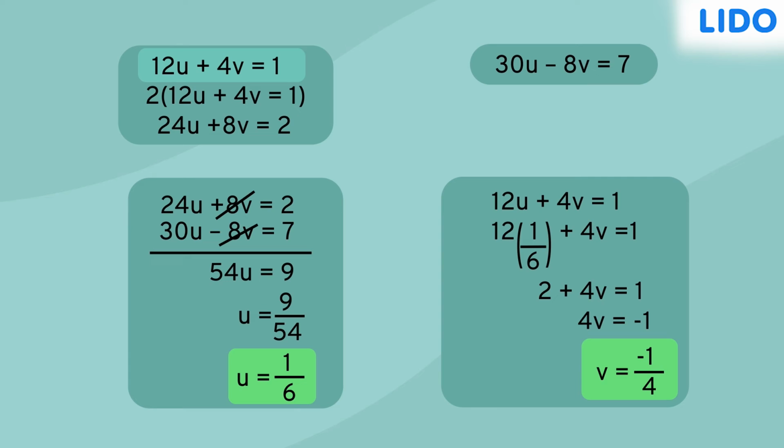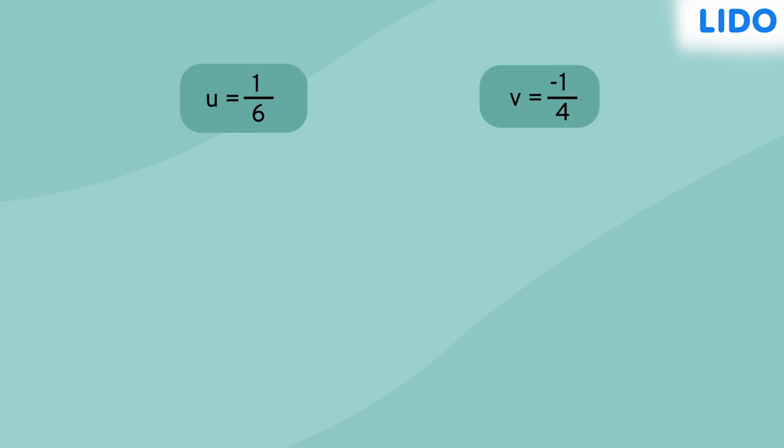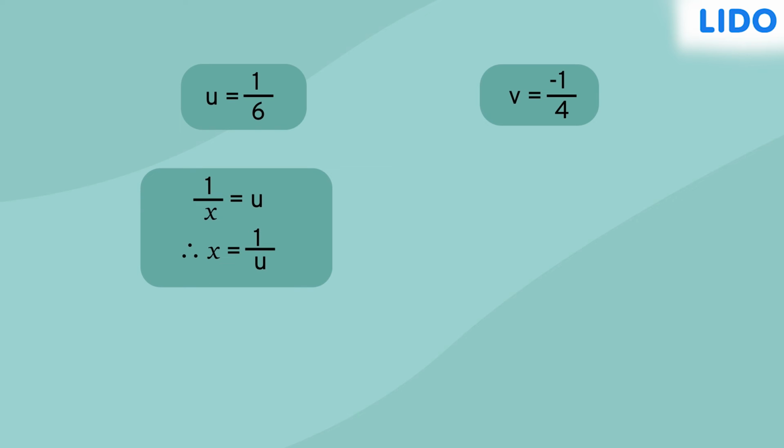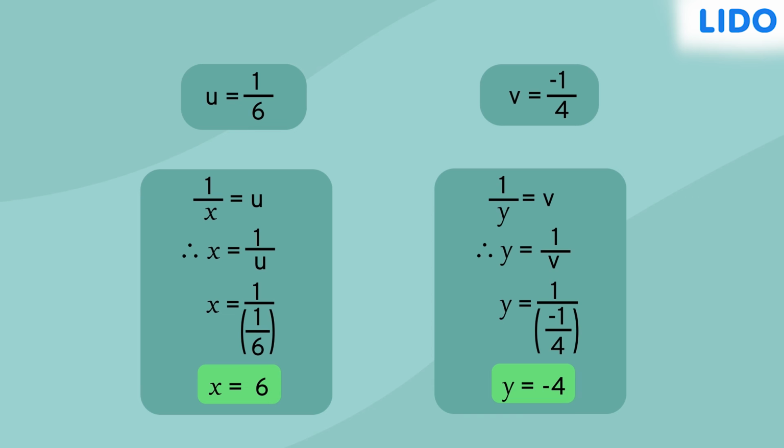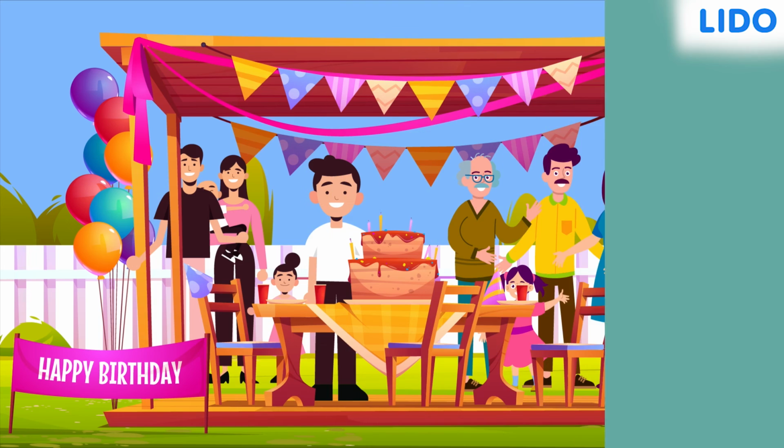Don't be happy just yet. Since this is a slightly longer road, there is one more checkpoint that we need to cross. We know 1 over x equals u. Therefore, x equals 1 over u. Now, let's substitute the value of u in the equation. Hence, we get the value of x as 6. Similarly, the value of y will be equal to negative 4. So, we've solved for x and y in a smarter way without many calculations involving fractions, LCM, and all those things.